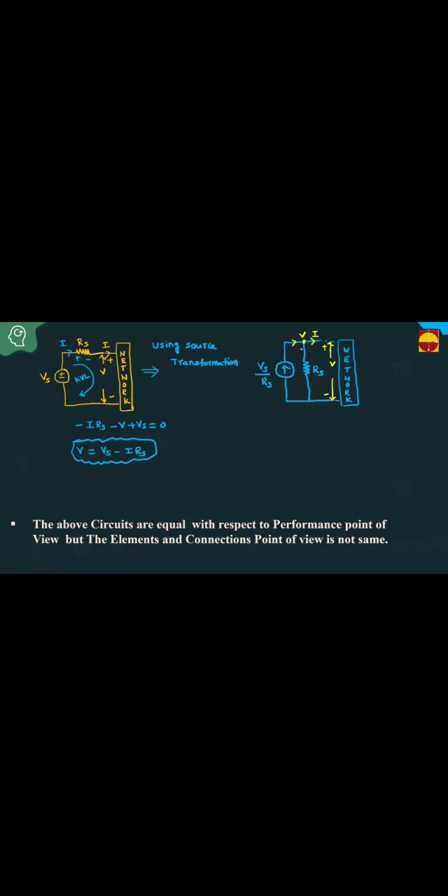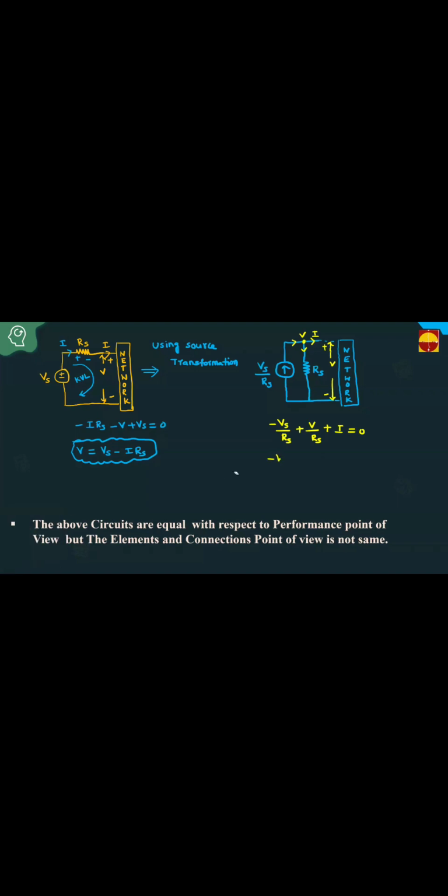This is entering current, leaving current, leaving current. Entering currents are taken as negative, so minus Vs by Rs. Leaving currents you have to take as positive, V by Rs. This leaving current is plus I, equal to 0. Now simplify this one, students. What can you get? Minus Vs by Rs.